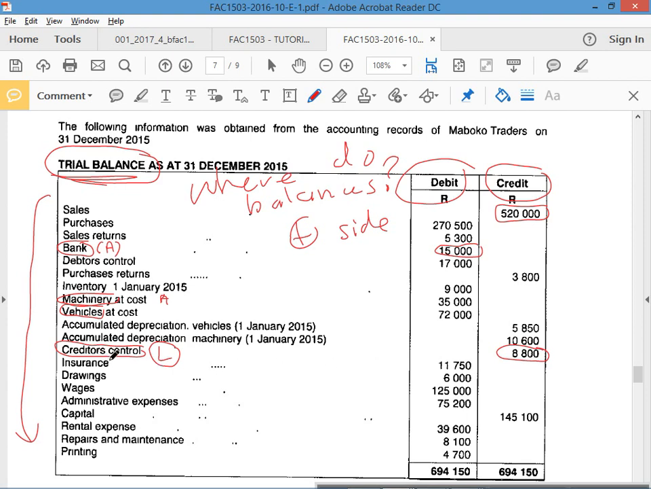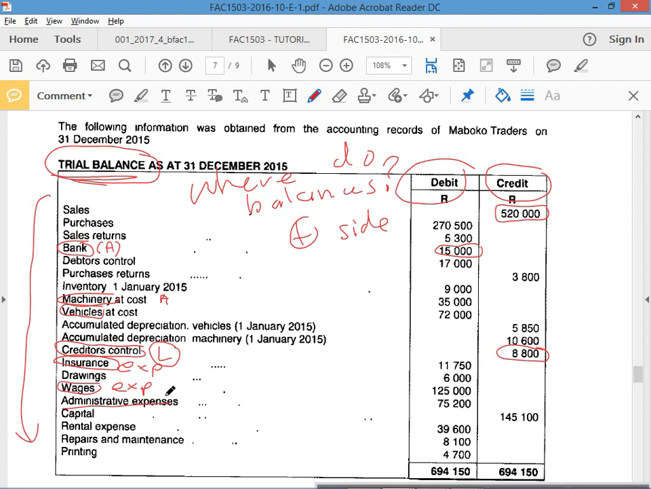Okay, insurance, what is it? Correct. Insurance is an expense. If you pay insurance, it's a decrease rather, of benefits. What is wages? Expense. Good. What is admin expense? Correct. Some of them are as straightforward as that.